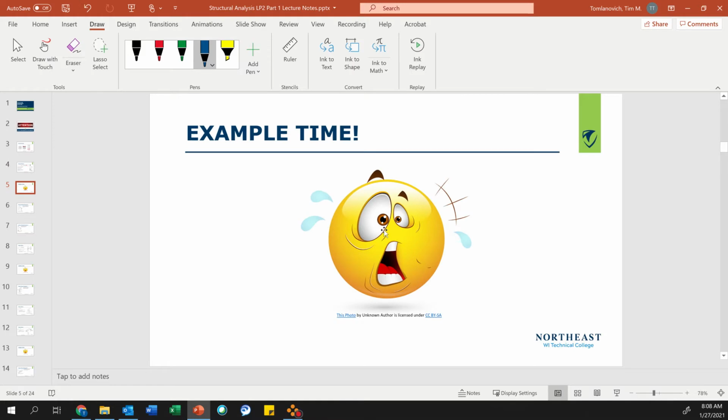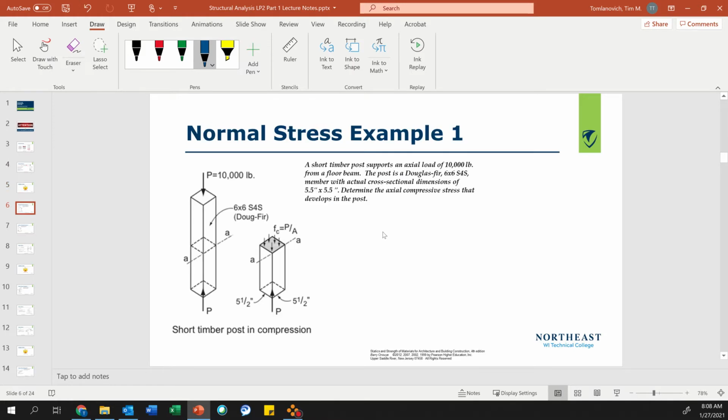All right, let's do an example. A short timber post supports an actual load of 10,000 pounds. So we know P equals 10,000 pounds. And where does that P come from? That P comes from your load tracing, that last learning plan. This is how you're going to be designing columns. You need to figure out that load, P.